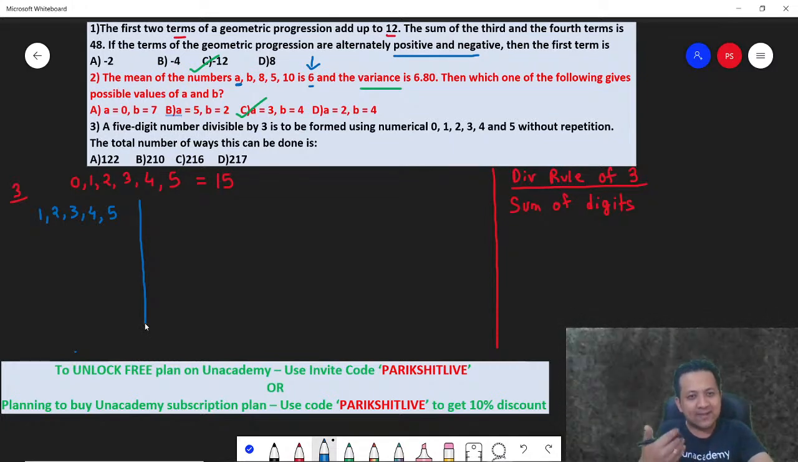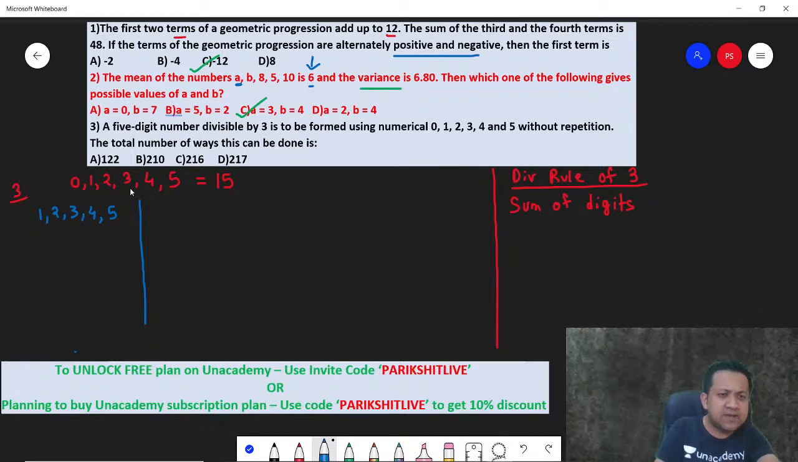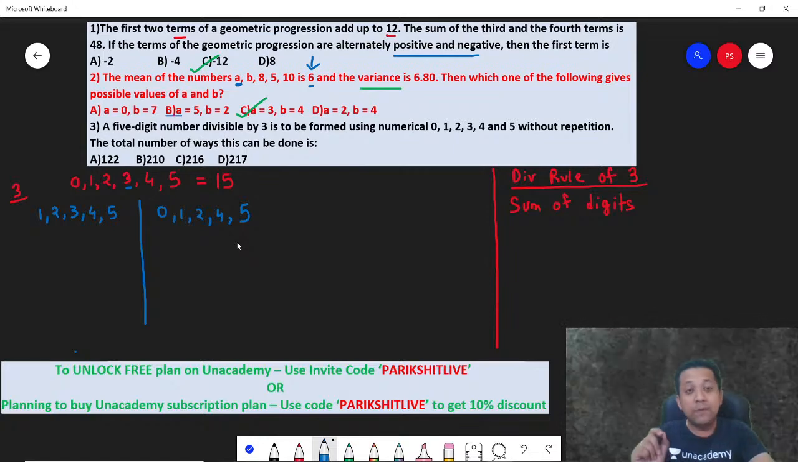Similarly, what other number? 12. If the sum of the digits is 12, then also it will be divisible. So for the sum to be 12, total is 15 now, you remove the 3. If you remove the 3, the sum will be 12. So the other option would be 0, 1, 2, 4 and 5. Even the sum of these 5 digits will be equal to 12, in other words, divisible by 3.